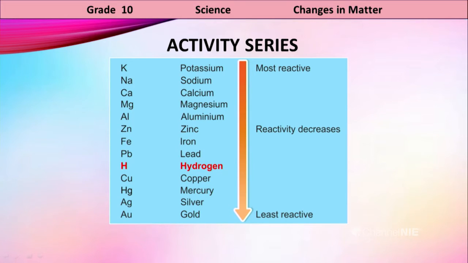Let's see what are the metals present in the activity series. Potassium, sodium, calcium, magnesium, aluminium, zinc, iron, lead, hydrogen. Hydrogen is not a metal, it is a non-metal, but comparing the reactivity, we used it in the activity series. Then copper, mercury, silver and gold. So here the symbols of the metals are given.